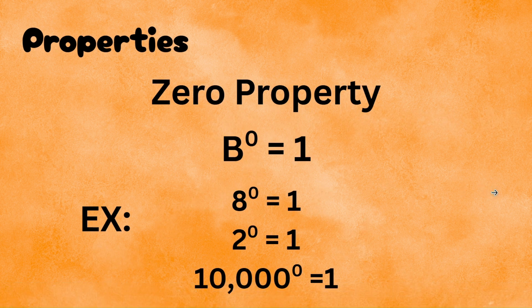Zero property. Any number to the power of 0 will always equal 1. So 8 to the power of 0 equals 1. 2 to the power of 0 equals 1. 10,000 to the power of 0 equals 1. Any number to the power of 0 equals 1.